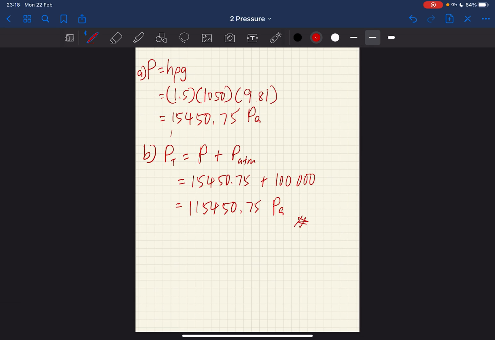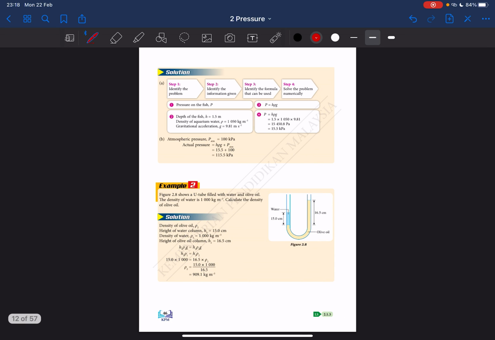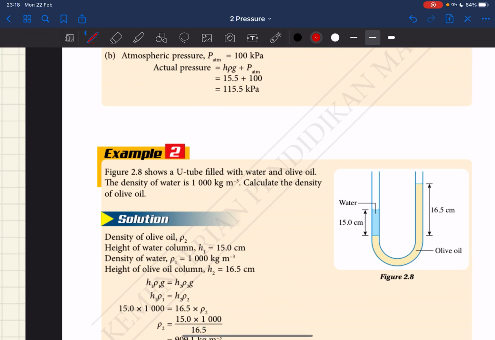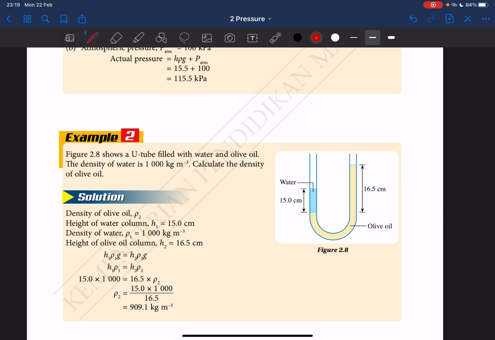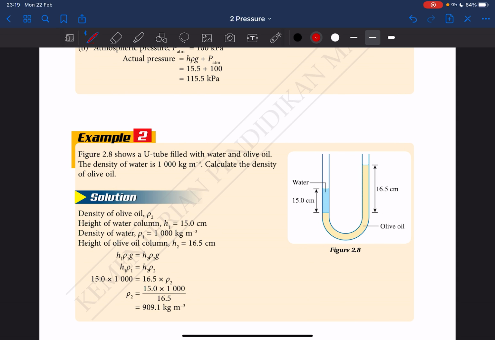Next, let's see example 2. Figure 2.8 shows a U-tube filled with water and olive oil. When they say it's filled with water and olive oil, it means that these two liquids do not mix.